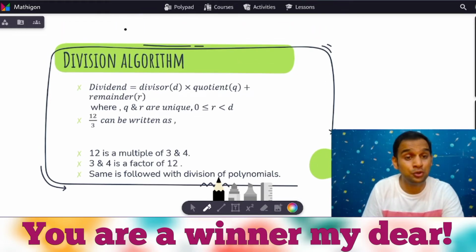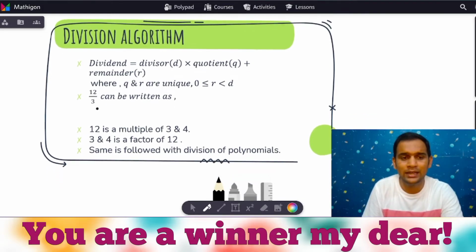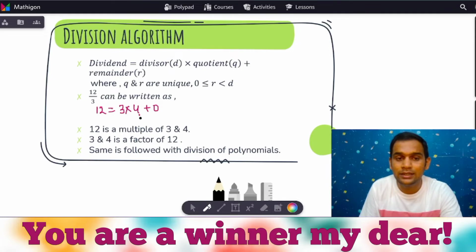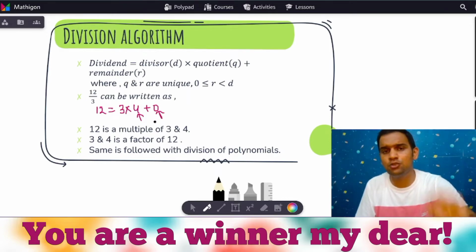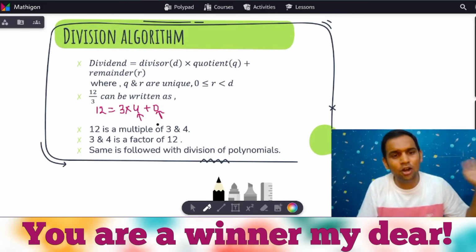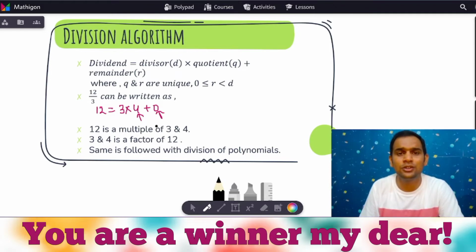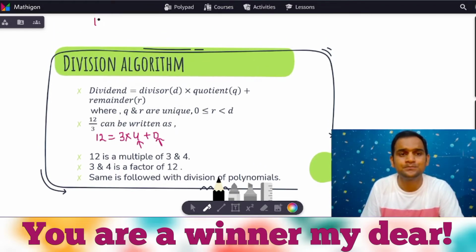I'll explain it very quickly because these are concepts which you have already studied, so I don't want to spend much time on this. When I talk about unique, suppose you have 12 by 3. When you divide, it is written as 12 is equal to 3 times 4 plus 0, because the remainder will be 0, and 3 times 4 becomes 12, right? Is it possible that we get another quotient and remainder in place of 4 and 0? Let's take another example.